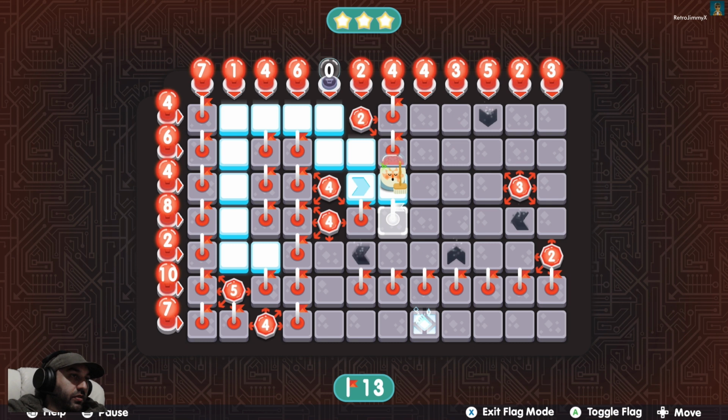So 4 in this column for 10 in that row, 2 in that row. So that whole row can't have another one. That's interesting. 8 in this. Right. Those can't be mines because that 2 is already occupied. So that's 1.